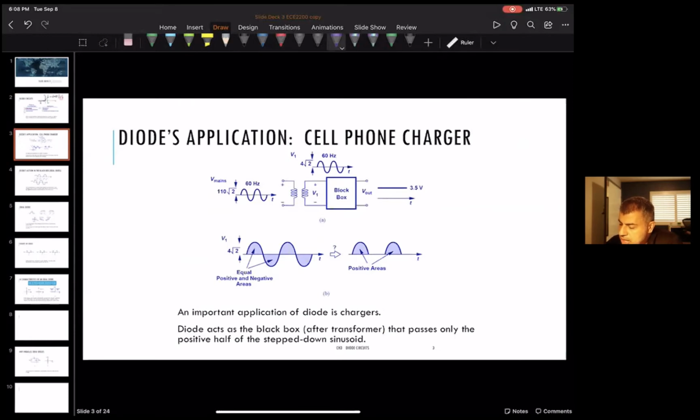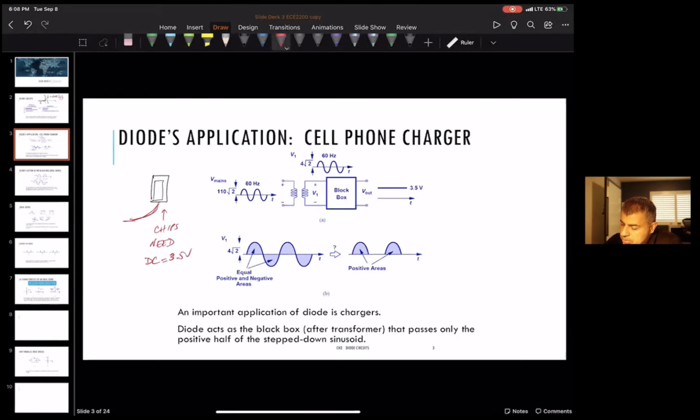Let's say you're trying to charge your cell phone. The cell phone has chips in it, and it needs, say, a DC voltage of 3.5 volts to charge it up through your USB-C or whatever you've got, micro USB.